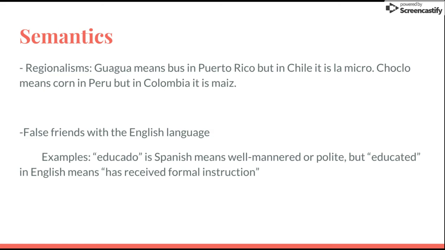Semantics deals with the meaning of words. In the Spanish language, there are regionalisms, words that are used mainly in certain geographical areas or countries. There are many false friends between Spanish and English as well. These are words that are similar in form in both languages, but they represent different meanings. And you can see the example on the screen.